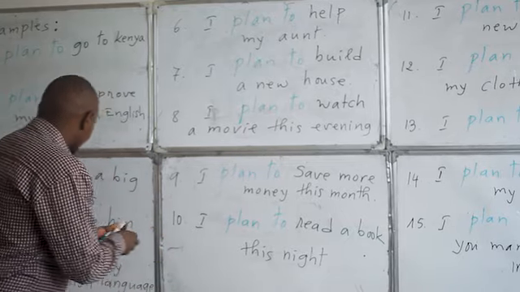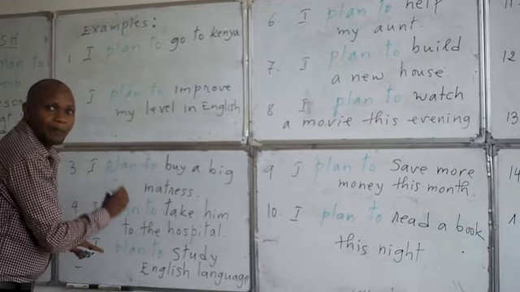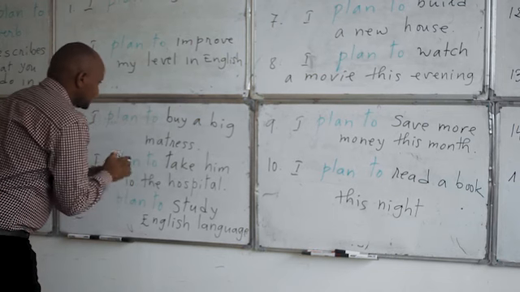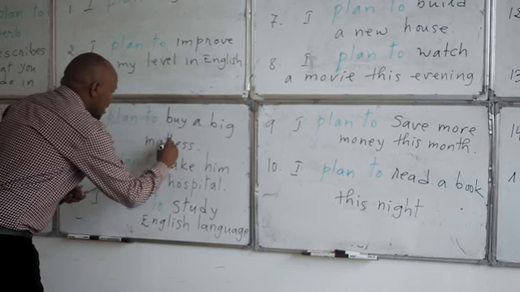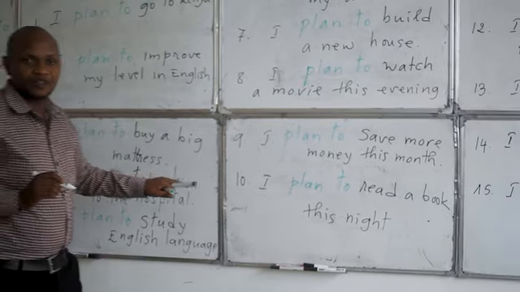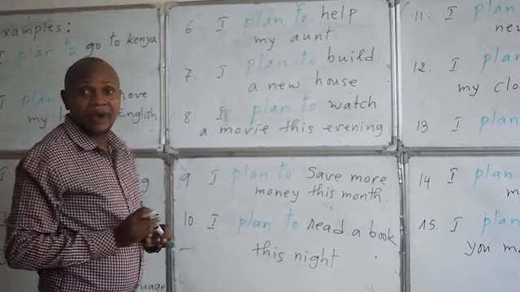But here, mattress is written with double T. Here. Double T. Mattress. I plan to buy a big mattress. Double T. Good. Then here, you say, I plan to help my aunt.